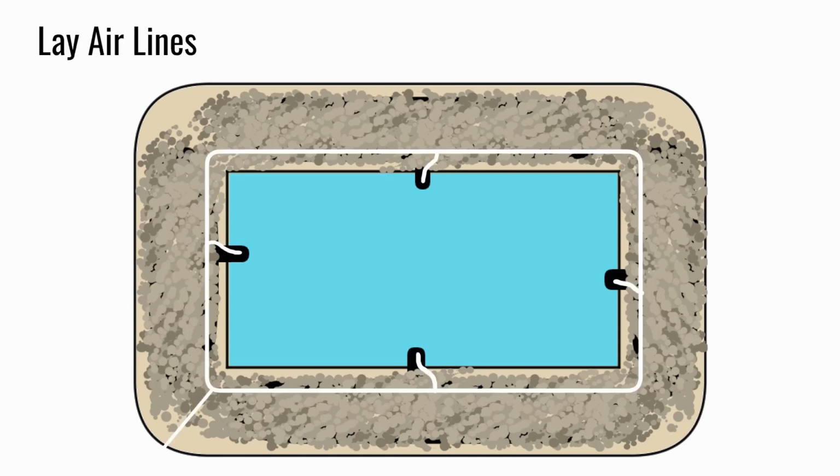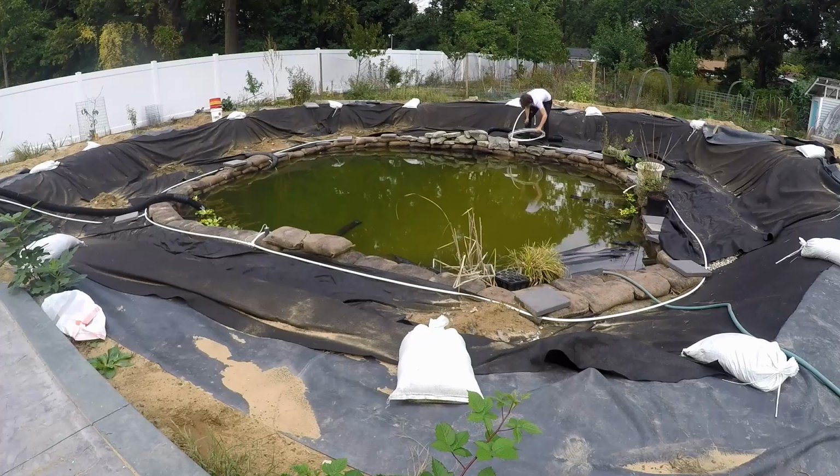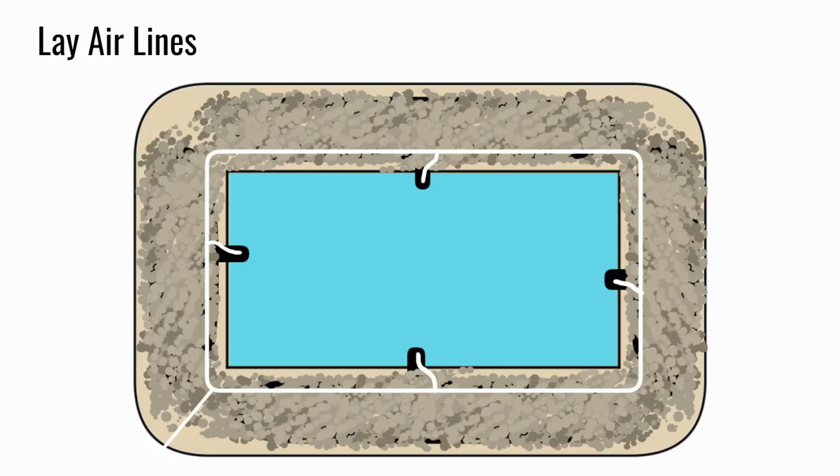So cover with gravel, and now you lay your airline, that's the white here, matching the actual color of the airline. I used PEX, just cheap plumbing tube. It was fine. But if I were to do it again, I would use actual air tubing from a pond store, because this stuff is pretty stiff, it's hard to work with, the fittings are expensive, and they're pretty hard to get a good seal on. It worked out, but I'd probably use a different material.